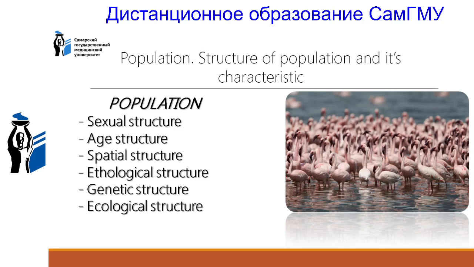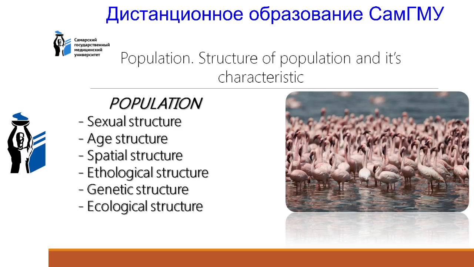The population structure is not stable. The direction of its further changes largely depends on the structure of the population in a given period of time. The following population structures are distinguished: sexual structure, age structure, spatial structure, ethological structure, genetic structure, and ecological structure.